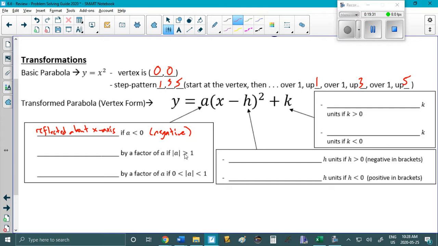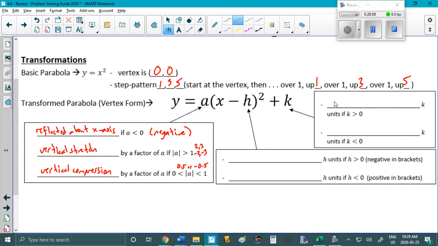If the absolute value of a is greater than 1, so this is like 2, 3, or -2, -3. These signs mean absolute value. You don't need to worry too much about that right now. This is a vertical stretch by a factor of a. So now the absolute value, so this is like 0.5 or -0.5. And this is a vertical compression. Again, the absolute value just means ignore the sign, basically.